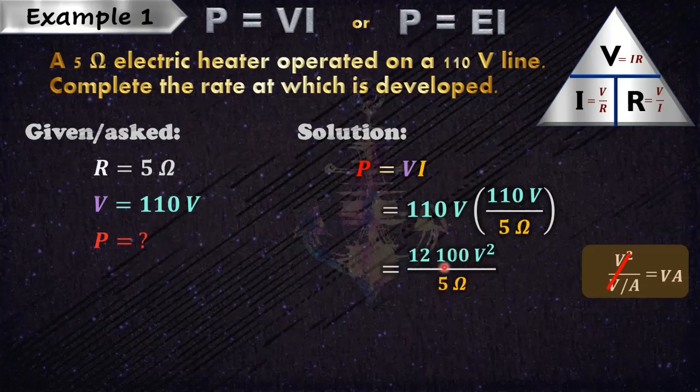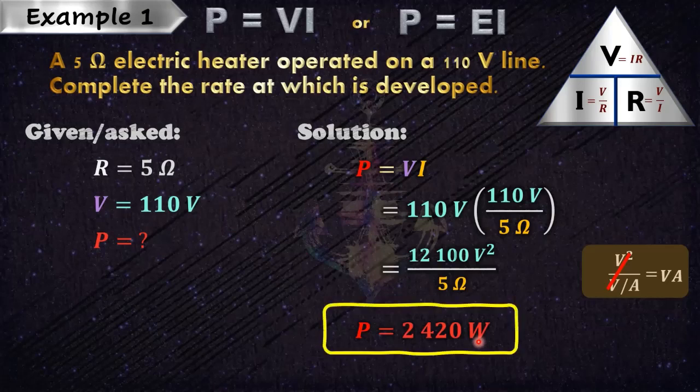And get the quotient, 12,100 divided by 5, that is 2,420 watts. Volt ampere is equivalent to watts. If you get confused when simplifying the SI unit, it's okay if there is no SI unit in the process, as long as you know what the SI unit for power is and what the SI unit for current is, so that you still get the SI unit in the final answer, even if you did not show it in the process. Okay? So that's the answer. Let's have example number 2.